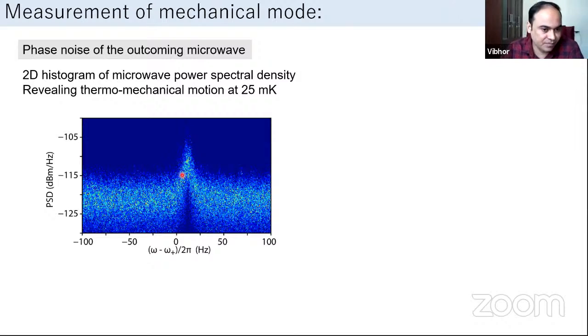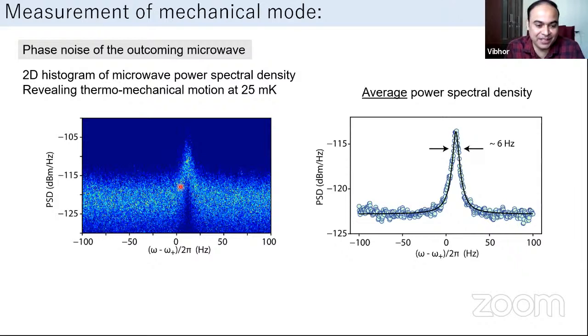Okay. In this one, the sensitivity, as you would see shortly, the optomechanical coupling is so high that we could do single shot measurements of thermal noise and plot the histogram. If you have seen thermal motion, typically in such devices, you would see an average value, but because of the large coupling, we could do single shot measurements and see the thermal motion in histograms also.